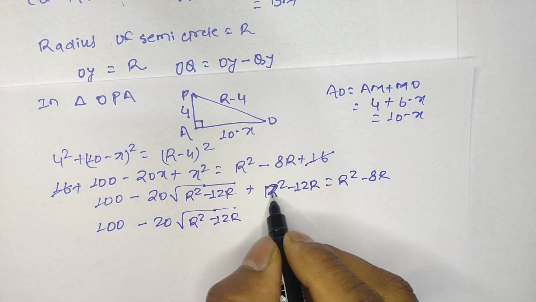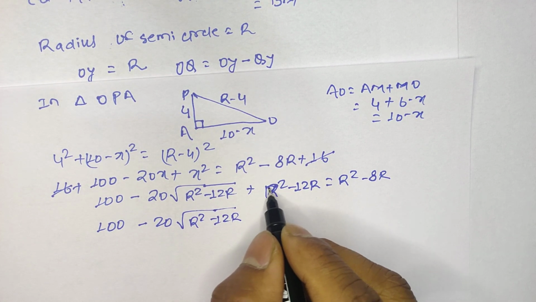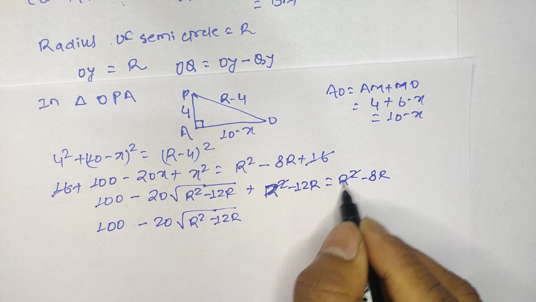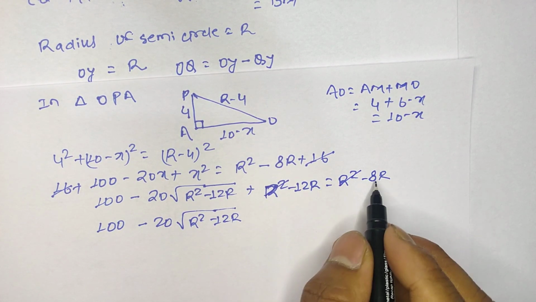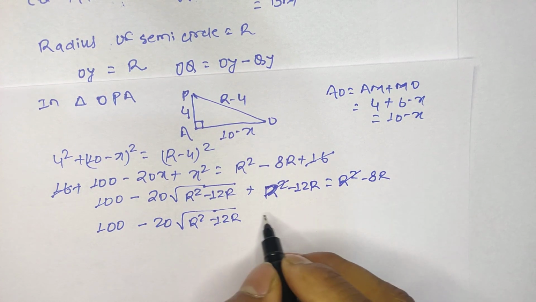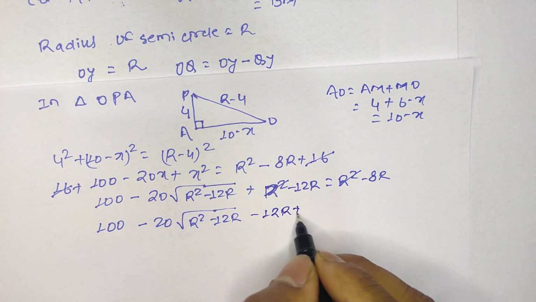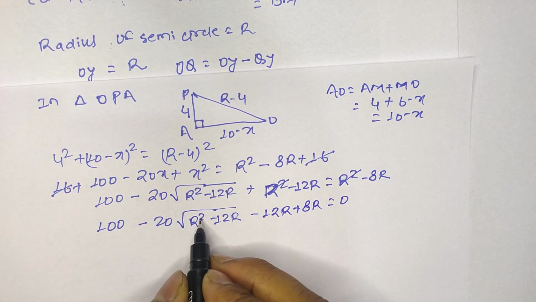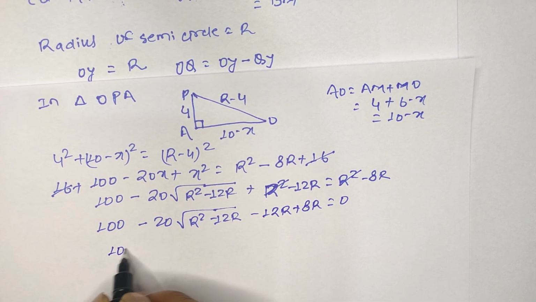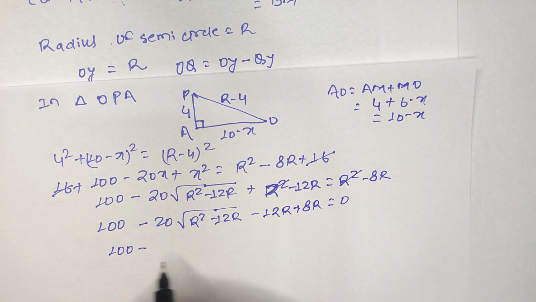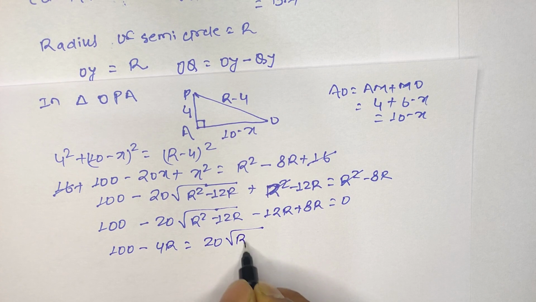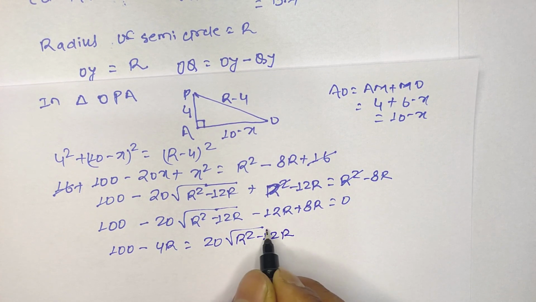So here you can see that it is r power 2, and we can cancel this r power 2 and r power 2, and minus 12r, so minus 12r plus 8r equals 0. Then we can move this term to the right side. So 100 minus 4r equals 20 times the square root of r power 2 minus 12r.